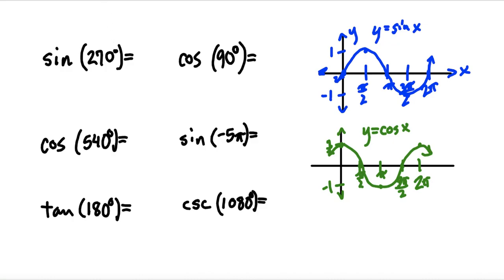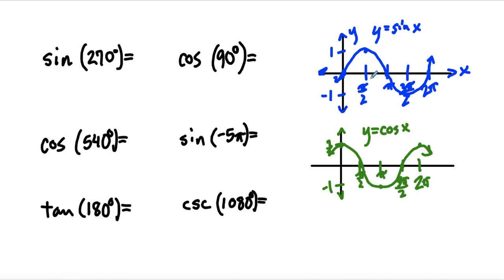Let's look at finding some trig ratios, and we're going to start with all of the quadrantal angles. Quadrantal just means the ones on the unit circle that are on the x or y axes. So that's going to be 0, 90 degrees, 180, 270, 360, and any of those that are coterminal with any of those angles.